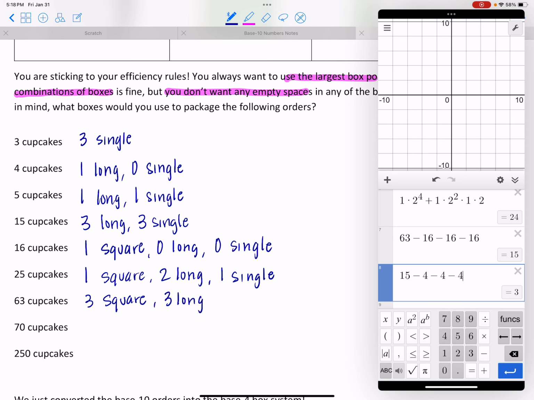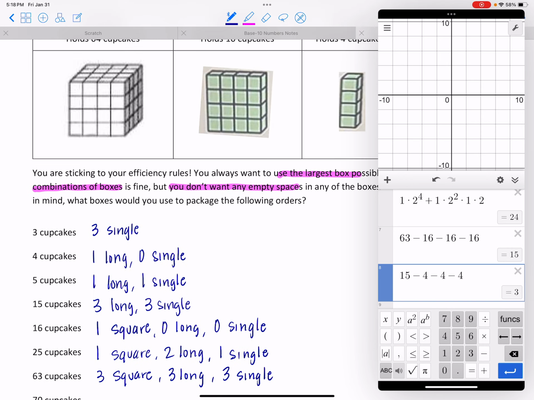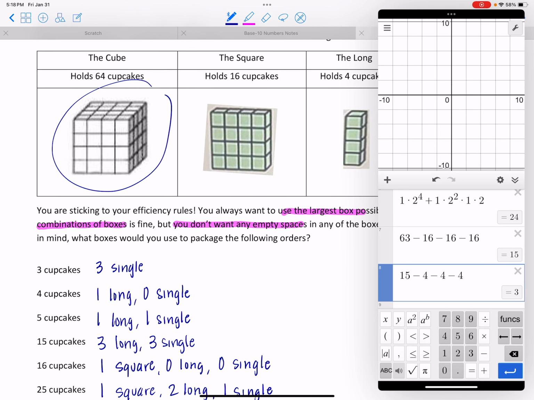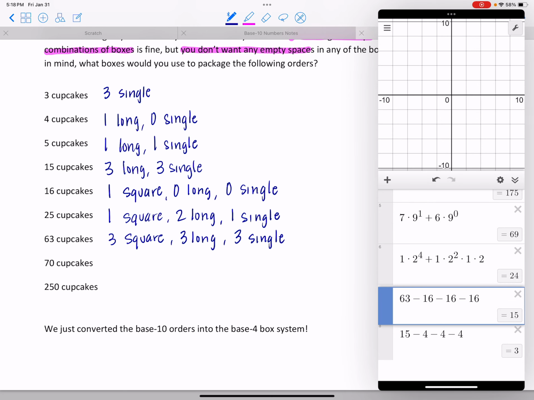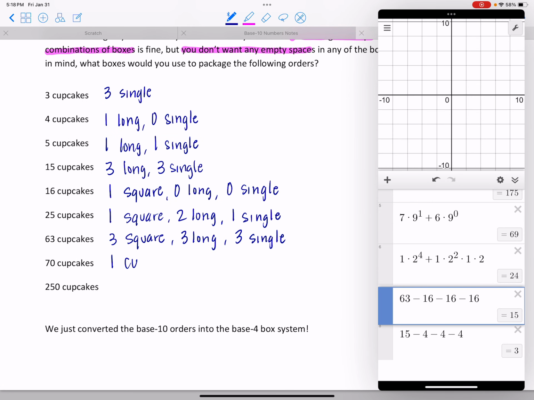That would take care of 12 of those cupcakes and leave me 3 left over, and those 3 would have to go into single boxes. All right, now 70 cupcakes. Now I can jump to my cube, my 64 holder there. So I can go with 1 cube.